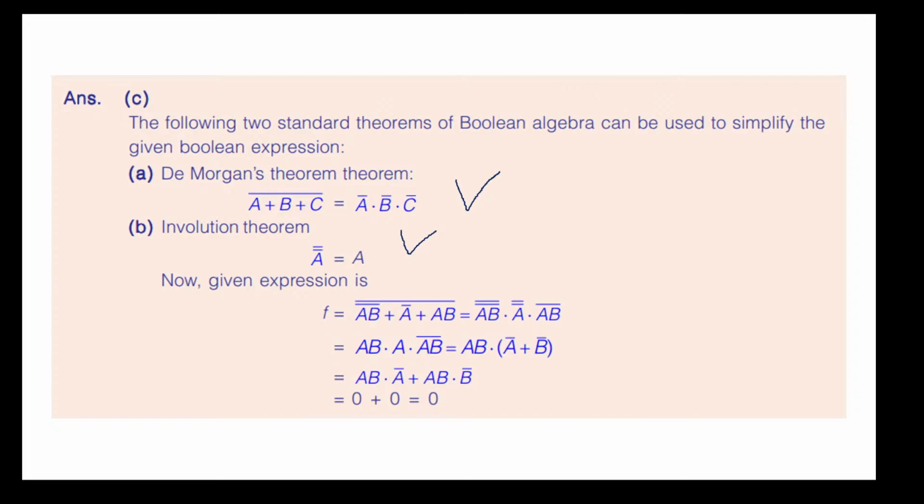So what did we do? Using De Morgan's theorem, we have split the terms. Right, so these are the equations. Now after splitting these terms, what you can see over here is that a and b is common in all terms, right?